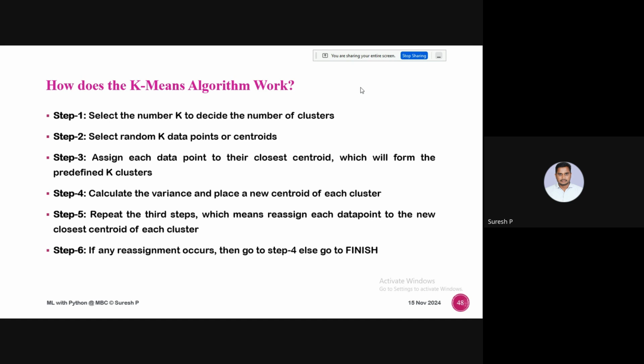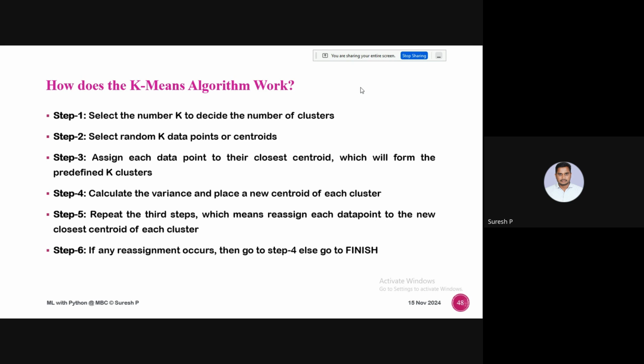Then the second step is to select random k data points as centroids. After selecting the number of clusters, randomly select the data points as the centroids. We have to select the centroid points, and for selecting them we can use a random procedure. Randomly, we can select the k data points as centroid points.